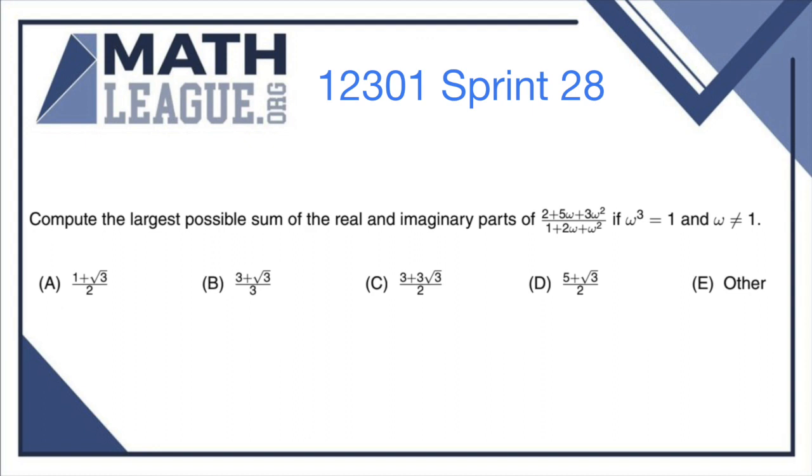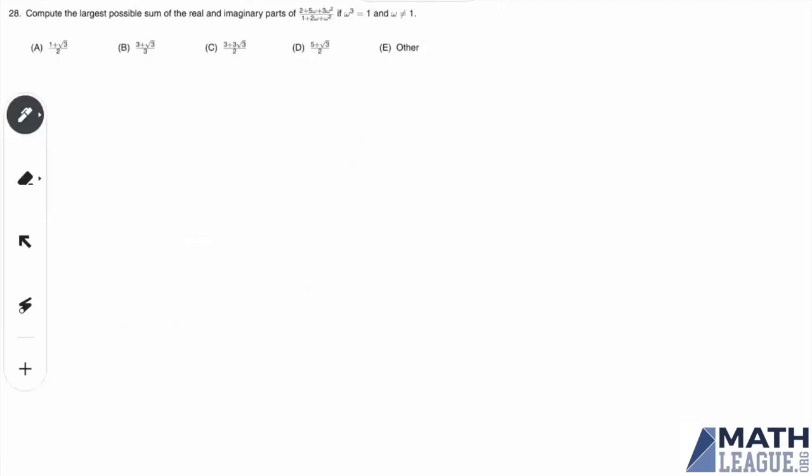So we need to compute the largest possible sum of the real and imaginary parts of (2 plus 5 omega plus 3 omega squared) over (1 plus 2 omega plus omega squared), if omega cubed equals 1 and omega is not equal to 1. So we're going to look at omega cubed equals 1, and this is the third roots of unity.